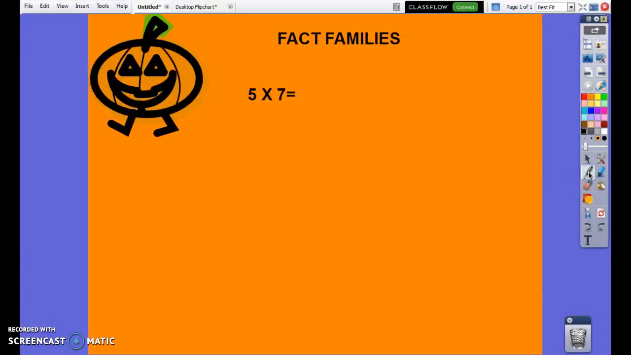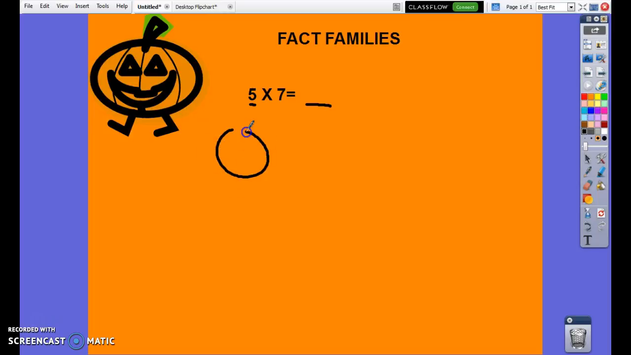Hi boys and girls, today I'm going to talk about fact families and how you can use a fact family to solve multiplication and division problems. So first we're going to start out with 5 times 7, or 5 groups of 7, and we need to figure out what the answer is.